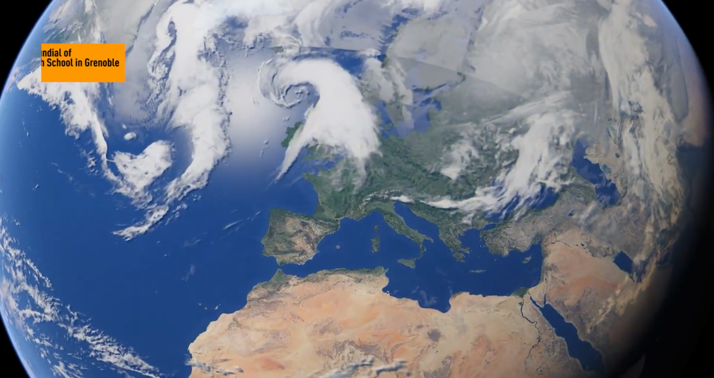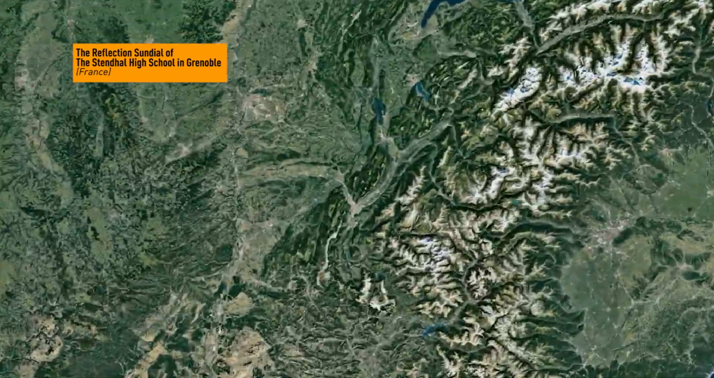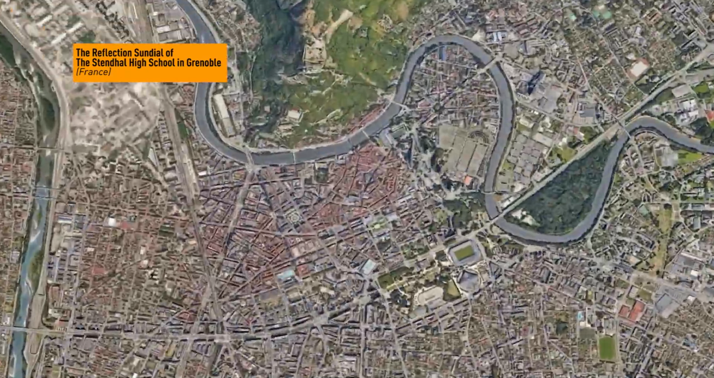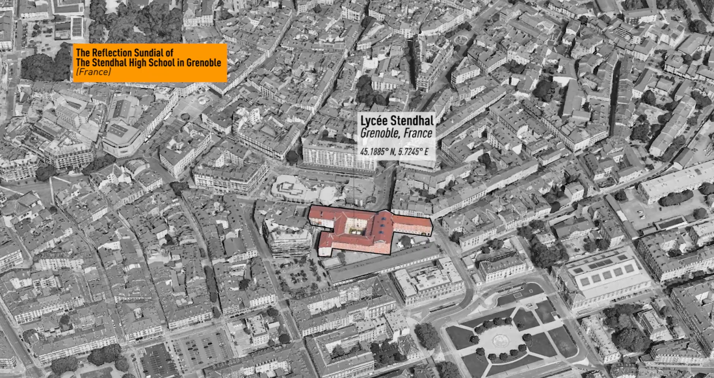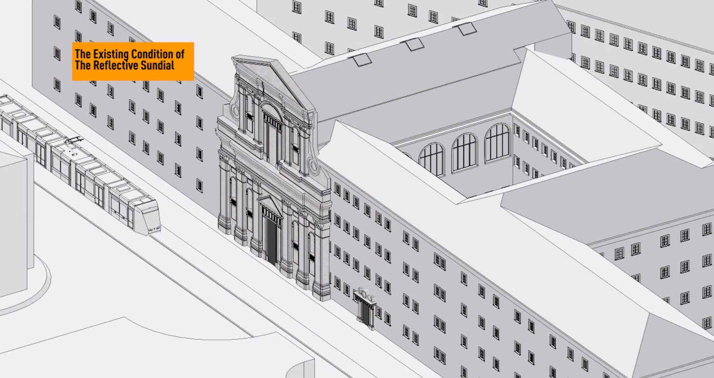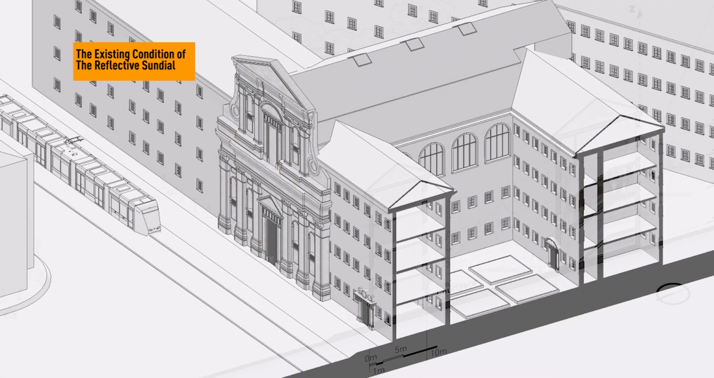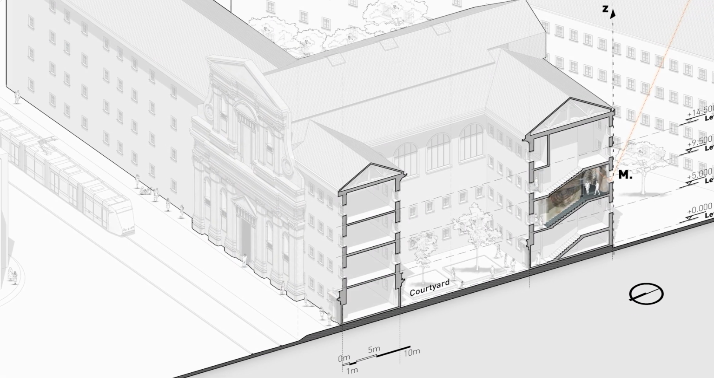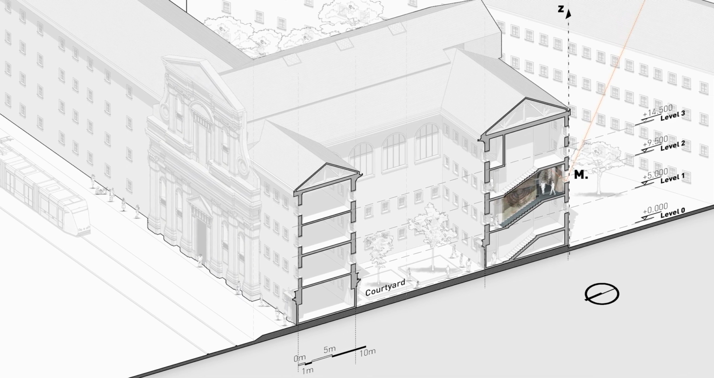This thesis is an introduction of representation on reflective sundials in the 17th century. The Lycée Stendhal, located in the southern French city of Grenoble, is a prominent secondary school with a long history of over 2 centuries. The sundial survey took place on February 26 and March 26, 2022.